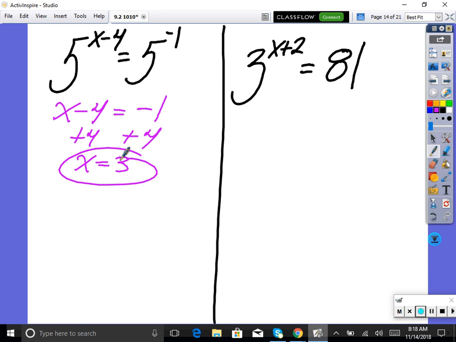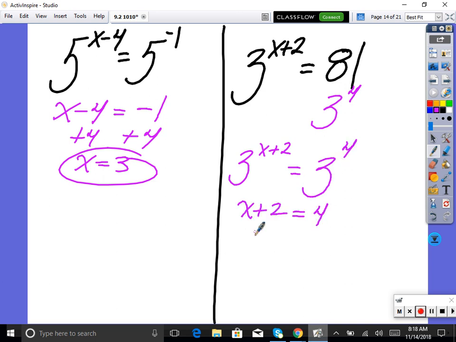Moving on. This one, base 3 raised to the x plus 2 equals 81. 81 is base 3 to the what power? If you didn't know, you'd start testing out. Through the first, second, third, fourth, fifth. So this is also the same thing as 3 to the fourth. So we have 3 to the x plus 2 equals 3 to the fourth power. So our true statement is x plus 2 equals 4. So now we can just solve for x. So x equals 2. x equals 2, right?